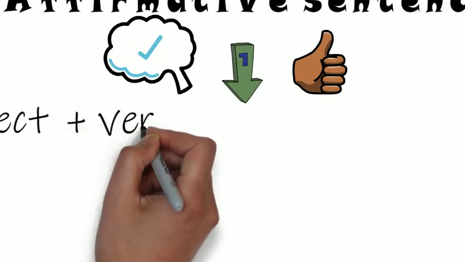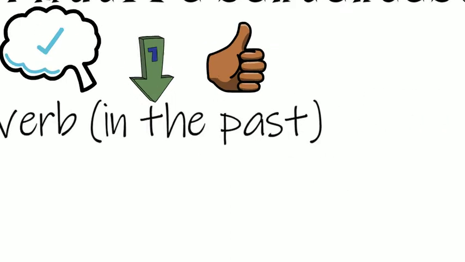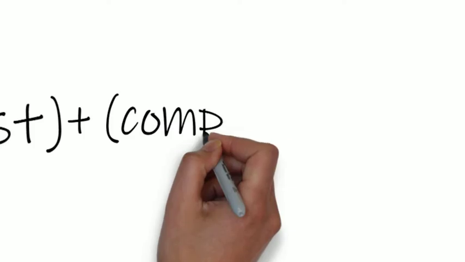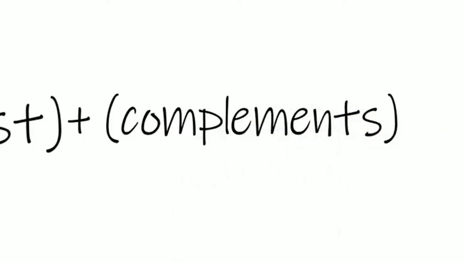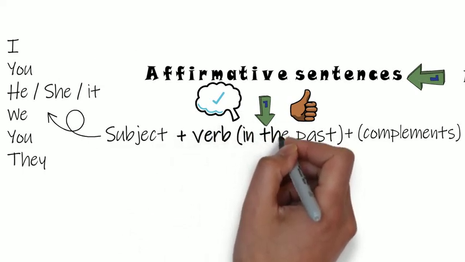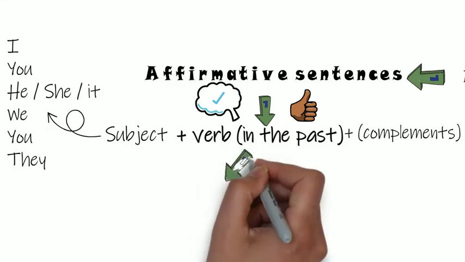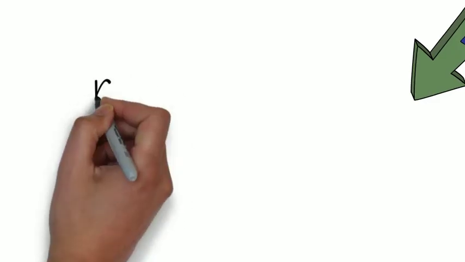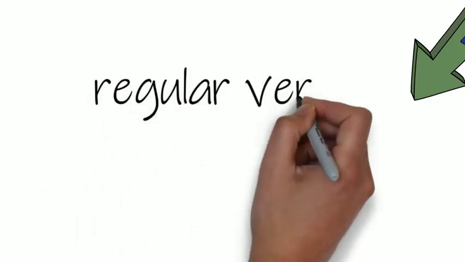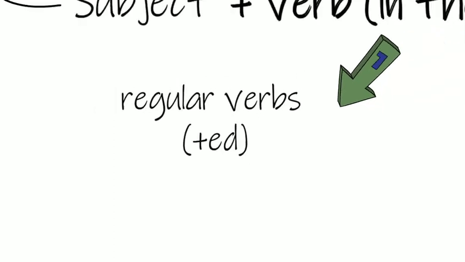The subject plus the verb in the past plus the possible complements, los posibles complementos que pueden haber. As you know, there are two types of verbs. We've got the regular verbs. These verbs follow the rule. We add ed. Estos verbos siguen la norma, la regla, añadiendo ed, excepto las excepciones.